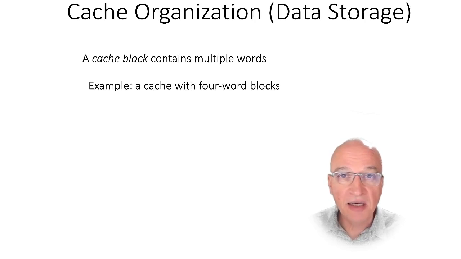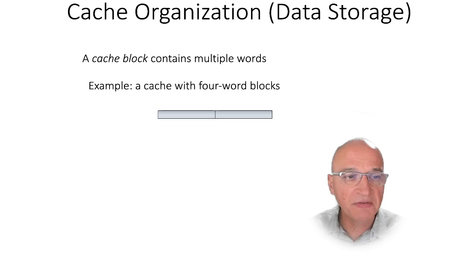So the size of the block in each one of the levels may be different. I could, for example, have a block size at the L1 level which is different than the block size at the L2 level. The block size is the minimal amount of data that gets transferred between, for example, L1 and the level below L1. For example, I could have a cache with 4 word blocks.